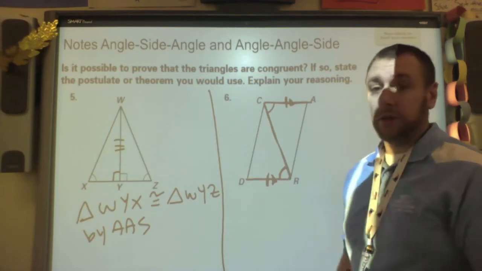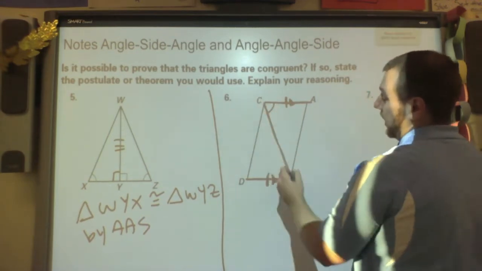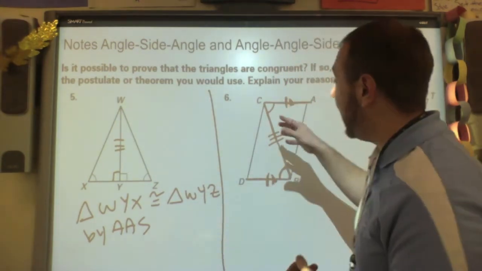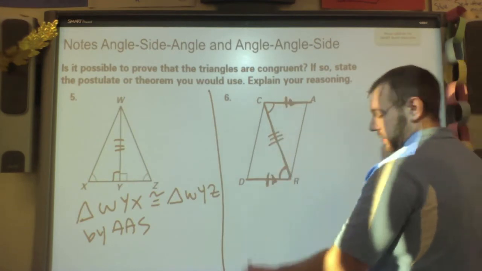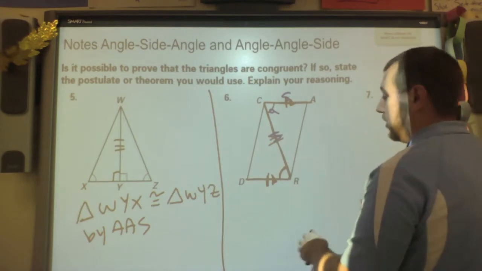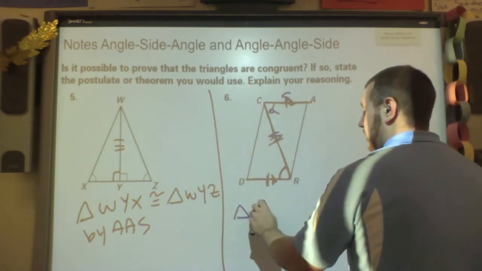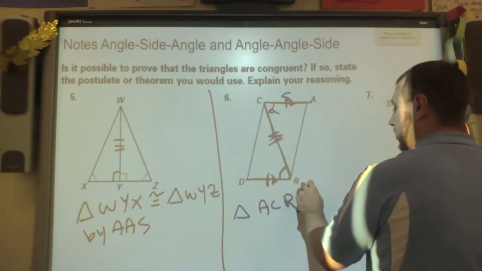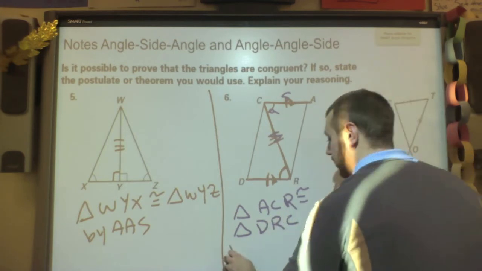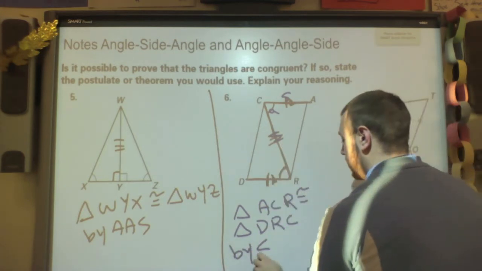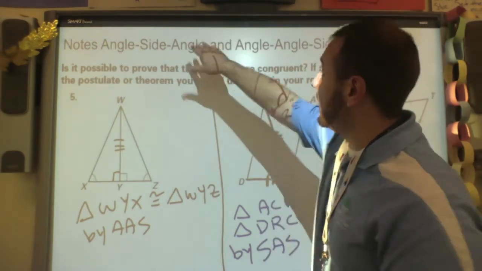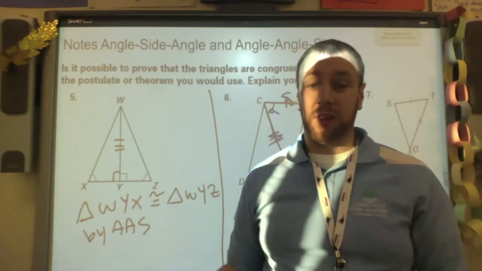I already have those sides congruent. And now I can mark that shared side, because that's always congruent to itself. Now I see that I have a side, an angle, and then another side. So triangle ACR is congruent to triangle DRC by side, angle, side. So now this worksheet is not just on angle, side, angle, and angle, angle, side. It's on all the theorems.